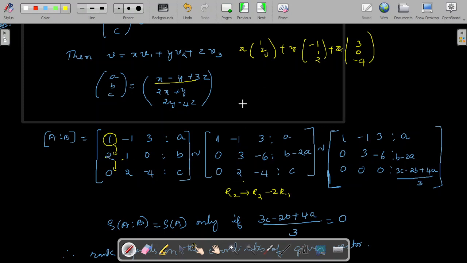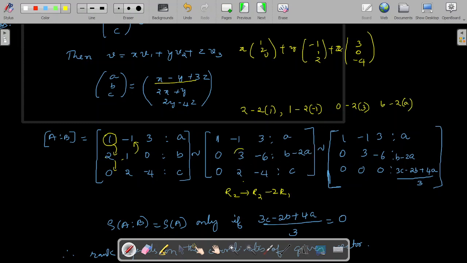Now the second row changes as R2 minus 2 into R1. So the first element of R2, 2 minus 2 into 1, so 2 minus 2 is 0. Next, R2 element 1 minus 2 into -1, the corresponding element of R1, that is 1 plus 2, 3. Next 0 minus 2 into 3, 2 threes are -6 here. Next b minus 2 into a, b - 2a.